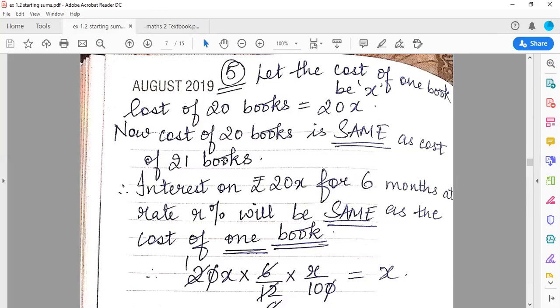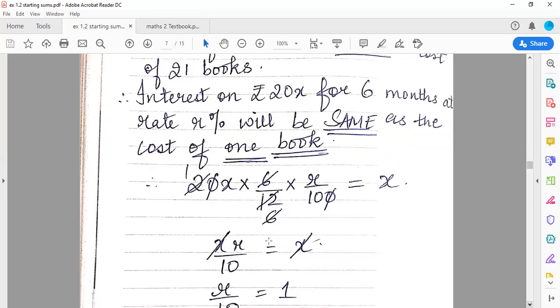Right? After 6 months you will pay the same amount of money and you will get only 20 copies. But if you are paying in cash today, you can buy 21 copies. So in the same way, interest on 20x, that is cost of 20 books for 6 months at R%, will be the same as the cost of one book. Right? So as per the formula, the interest formula is principal into n into r upon 100. The principal is 20x into number of months, which was 6 months, so divide by 12, into r upon 100.